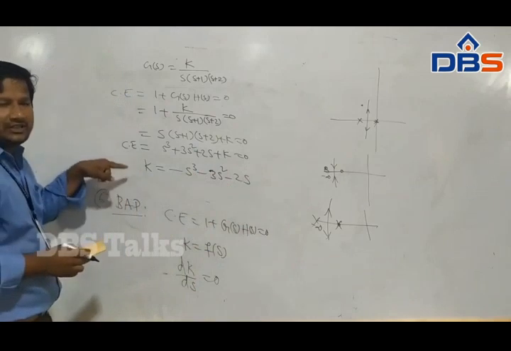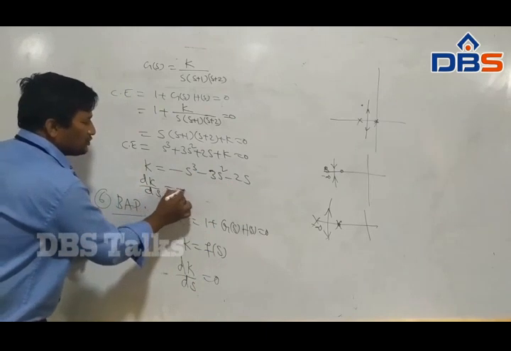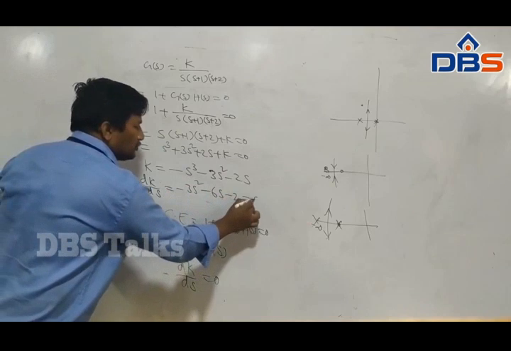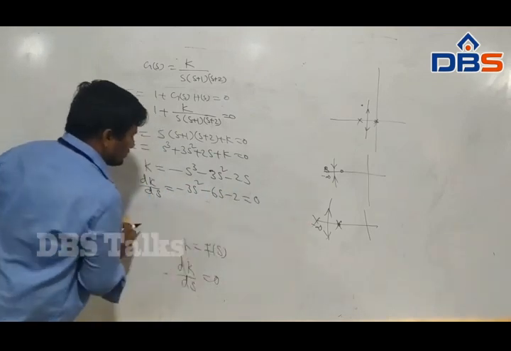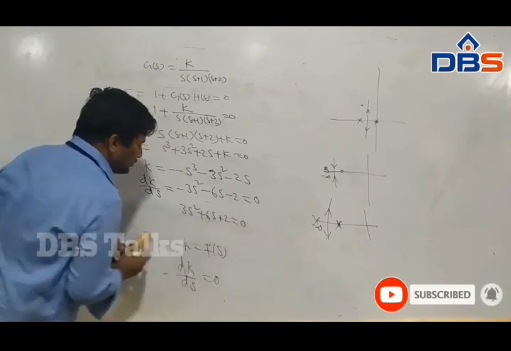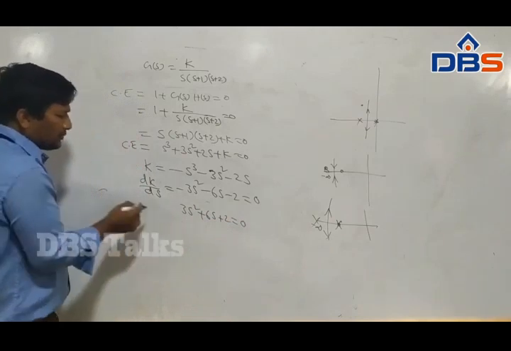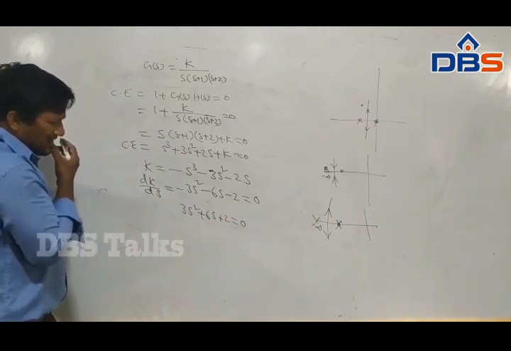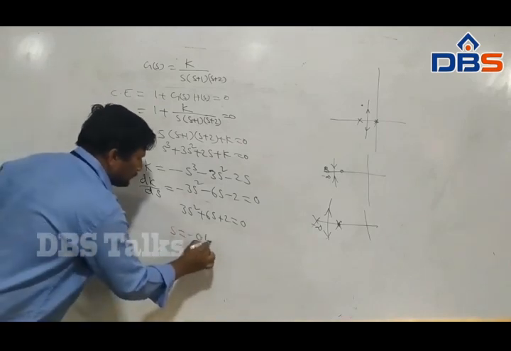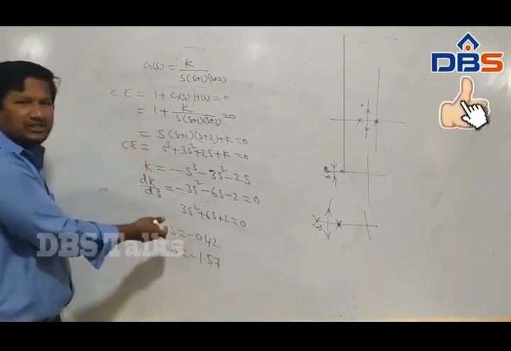Now we have to differentiate K with respect to s. dK/ds is equal to minus 3s² minus 6s minus 2, which is equal to 0. So 3s² plus 6s plus 2 equals 0. Determine the roots of this equation. So s is equal to minus 0.42 and s is equal to minus 1.57 approximately.